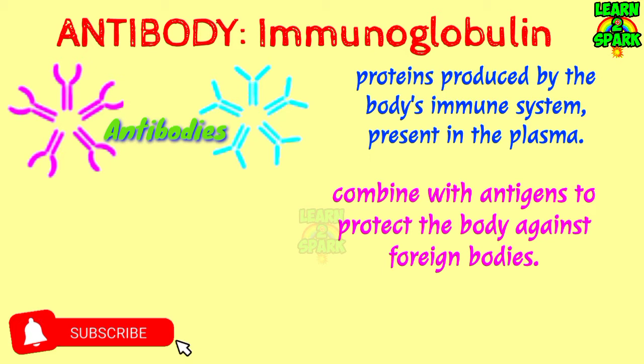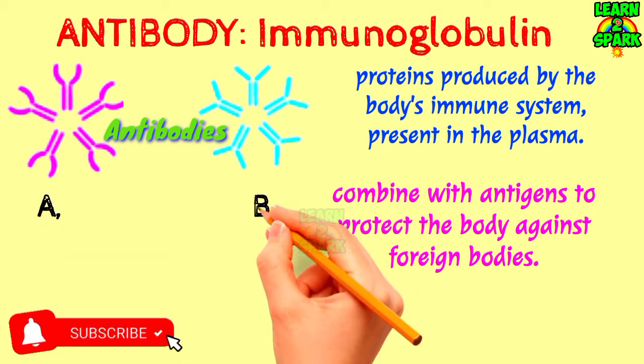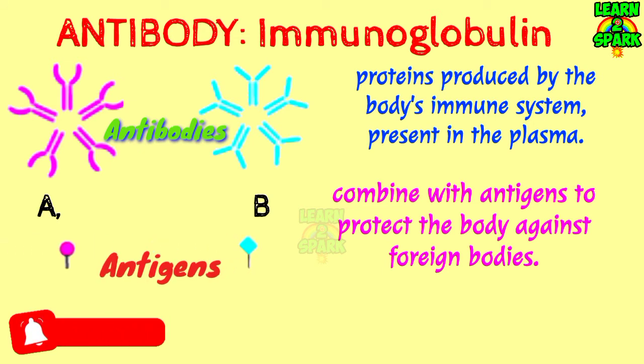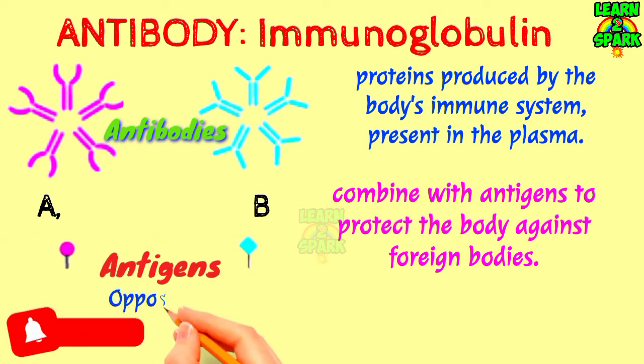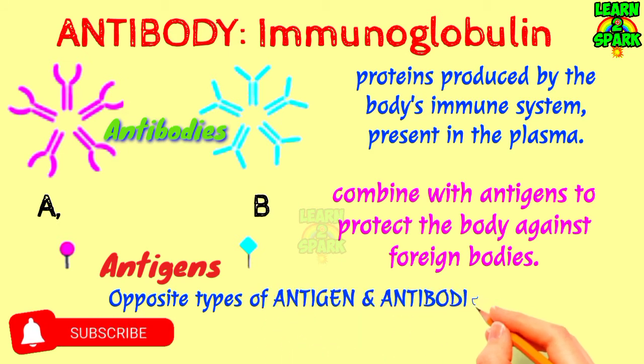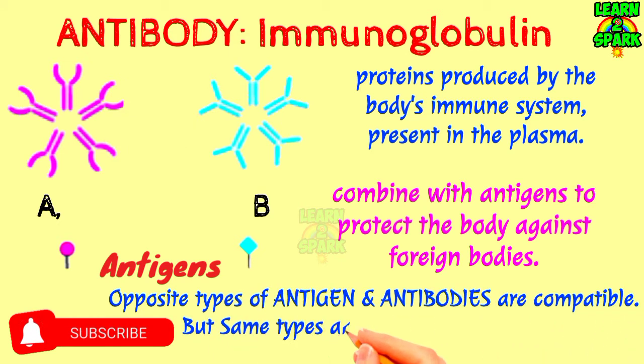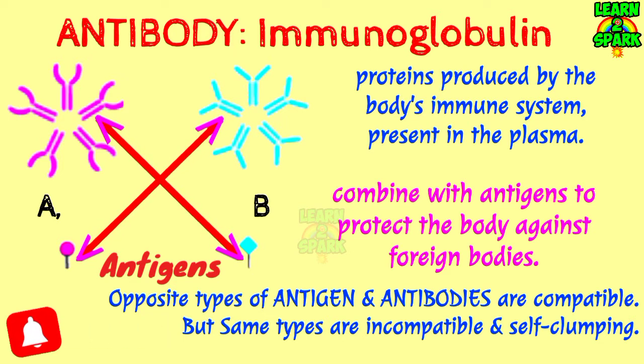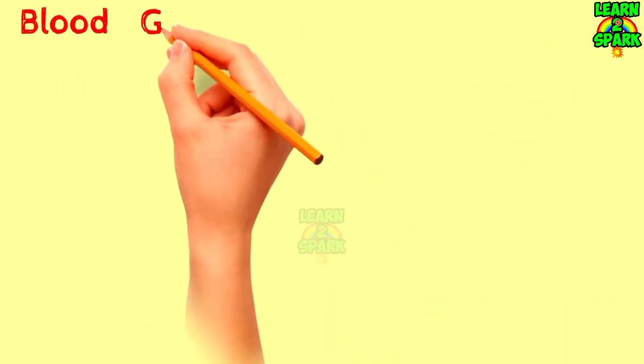There are two types of antibodies, A and B, present in the blood. Antigens are also of similar types, A and B. These are just like locks and keys. Opposite types of antigens and antibodies are compatible, but similar types are incompatible and self-clumping. For example, antigen A is compatible with antibody B and vice versa, which means opposite types can stay together in the blood, but similar types cannot, as they are self-clumping and will form clots.